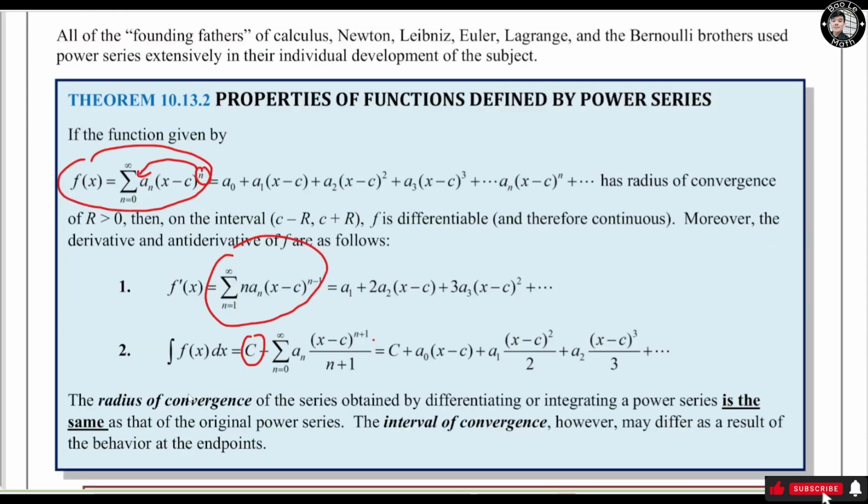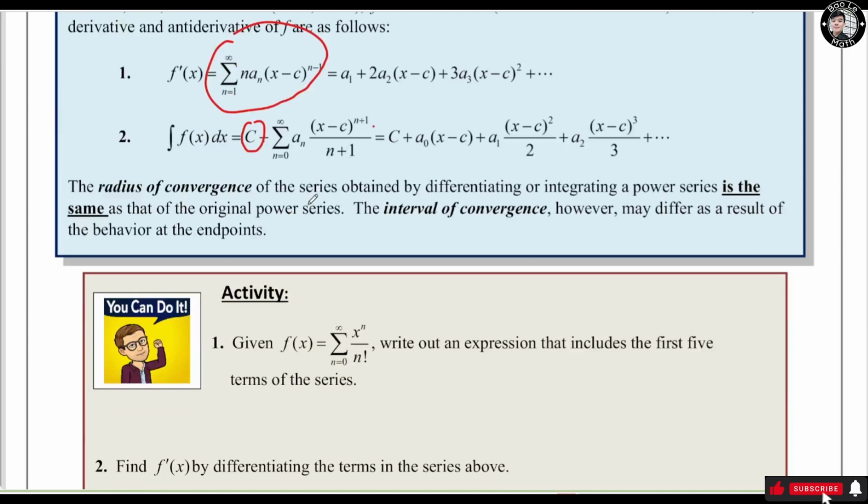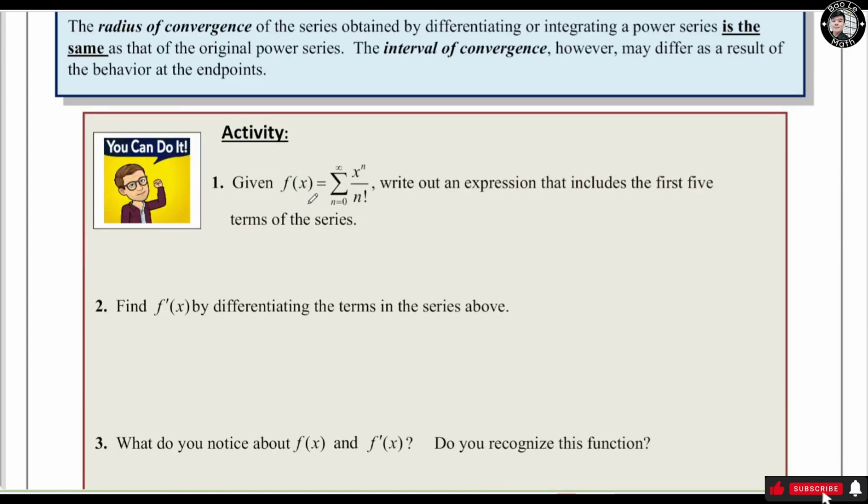Now, the radius of convergence of the series obtained by differentiating and integrating a power series is the same as that of the original power series. However, the interval of convergence may differ as a result of the behavior of the endpoints. Alright, let's take a look at this activity.